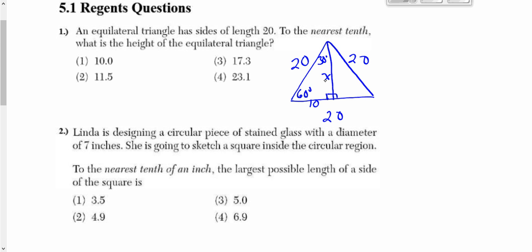X is 17.3. How'd you get 17.3? Like 10 times the square root of 3. Oh yeah, short leg times the square root of 3. But they wanted it how? To the nearest tenth, right? An approximation. What'd you get? 17.3. Okay? And number 2 is a little tricky.